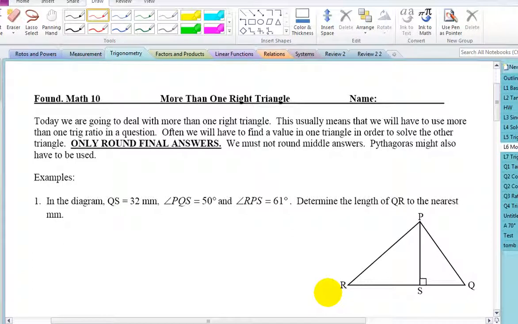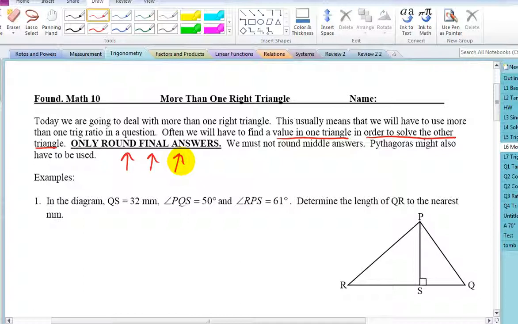Okay, so a couple things to keep in mind. Often you're going to find a value in one triangle, and then you can solve the other triangle. Keep in mind, I highlighted this for a reason. Only round final answers. So it's okay to round, but it's never okay to use that number. Never ever. You'll always get it wrong.